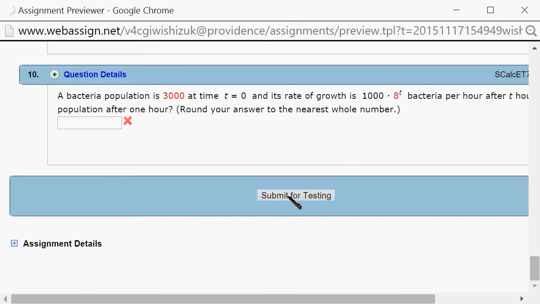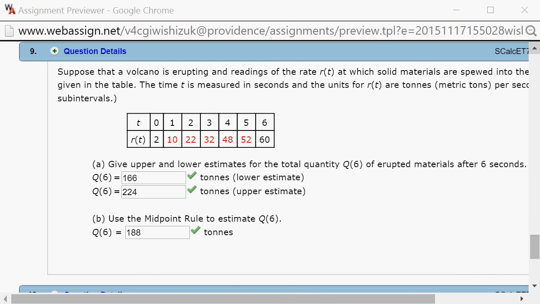Let's check. All right, it came back and looks like we got this one correctly. All right, that's it. I hope that this was clear.